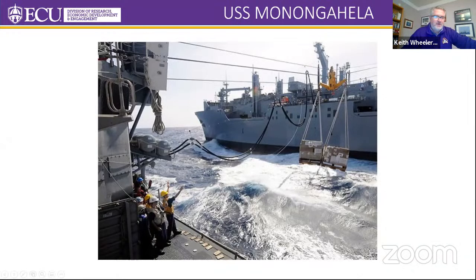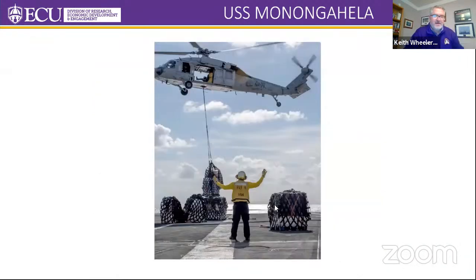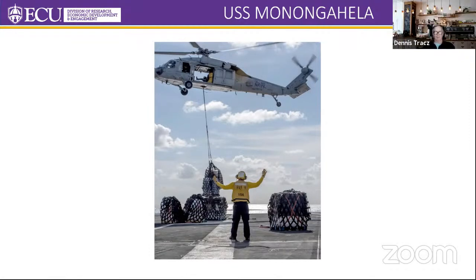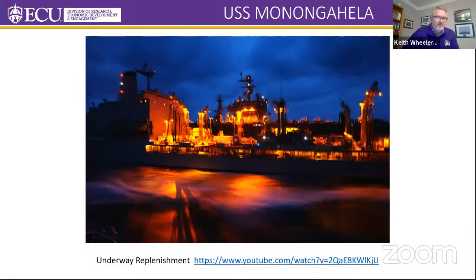If you're lucky, you'll have a ship with a helicopter, because they can do the same thing. They can pick up one or two pallets at a time. It goes a lot faster and it's a lot less manpower, but you don't always have that with every underway replenishment. And you've got to be able to do it 24/7 whenever needed.